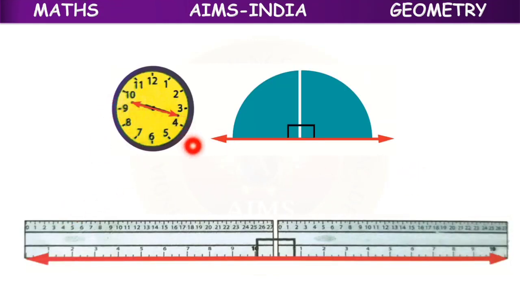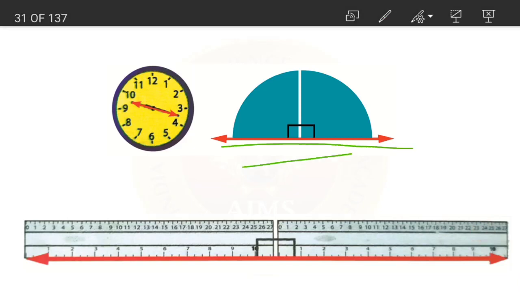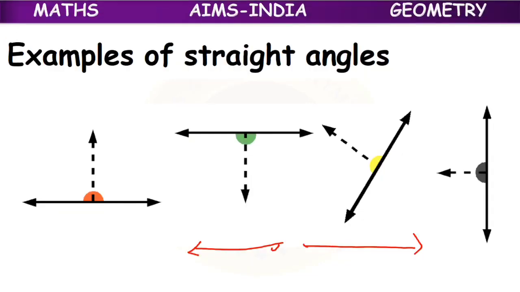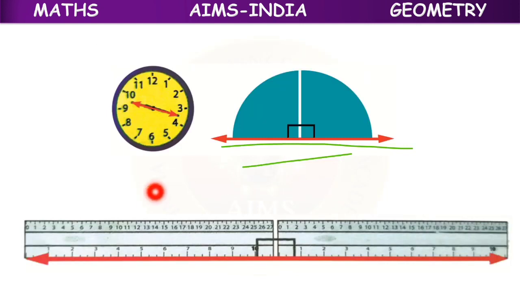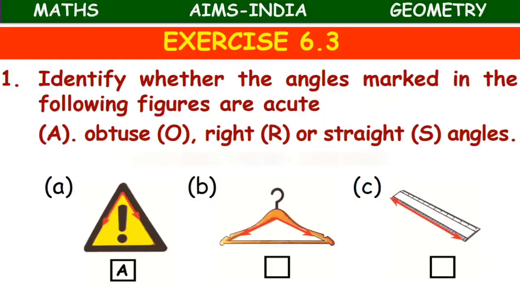See, this is a straight line, this is a straight line, and this is a straight line. So whenever you have a straight line like this, it is given in the word itself. It is very easy to understand. Yes, the angle that is formed on a straight line becomes a straight angle. So whenever you are given a straight line like this and asked to find out what is the angle formed here, you can simply write that it is a straight angle.